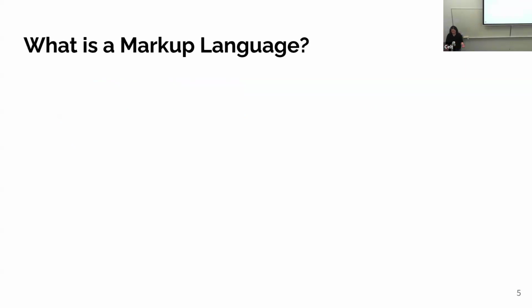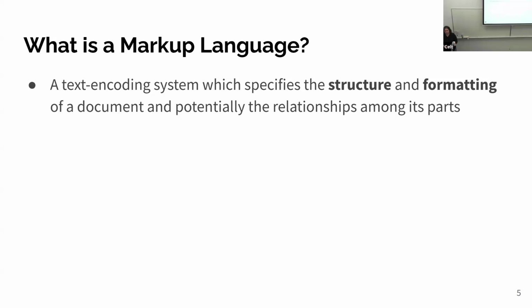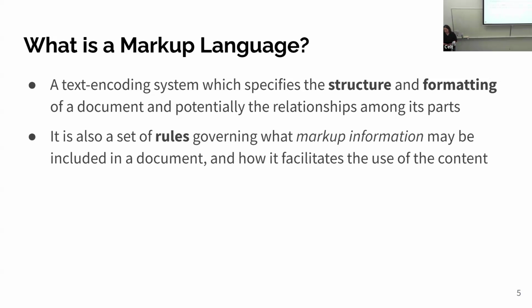So let's start talking about markup languages. First of all, what is a markup language? You might be wondering. A markup language is a text encoding system which specifies the structure and formatting of a document and potentially the relationships among its parts. A markup language is also a set of rules governing what markup information may be included in a document and how it facilitates the use of the content in that document. And this goes either for humans or computer programs.